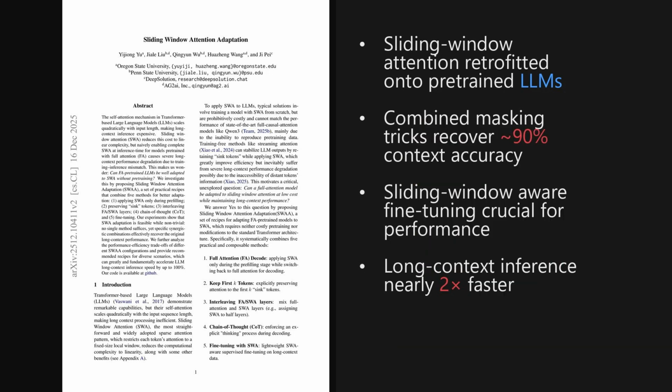I'm Alex. Today we are looking at a paper trending on X, published on December 11, 2025, about 6 days ago. It shows that you can retrofit a full-attention large language model with sliding window attention at inference time, keep roughly 90% of the long context performance, and still get up to 100% faster generation on very long inputs. The paper is titled Sliding Window Attention Adaptation.